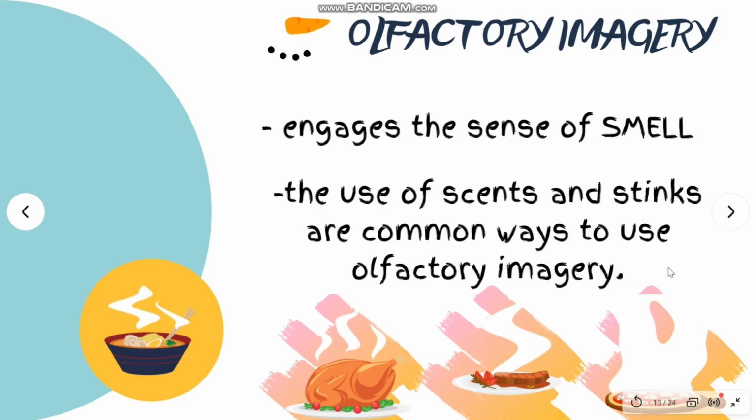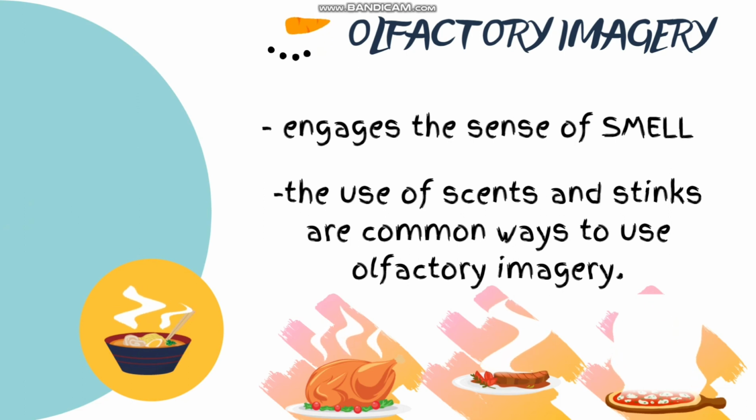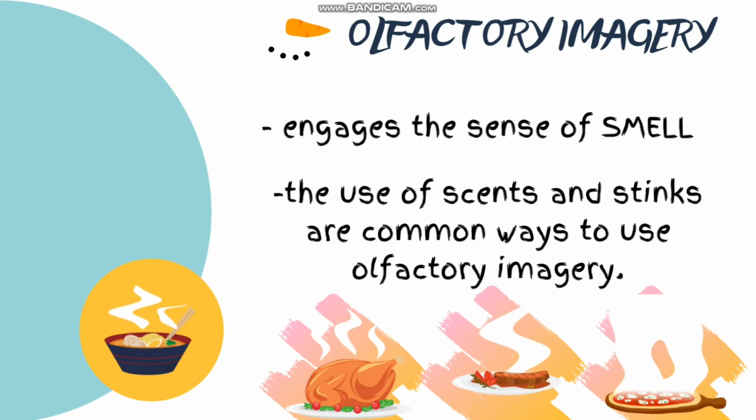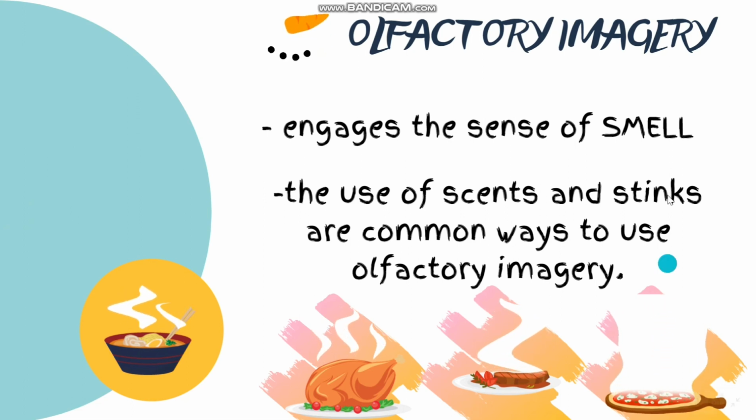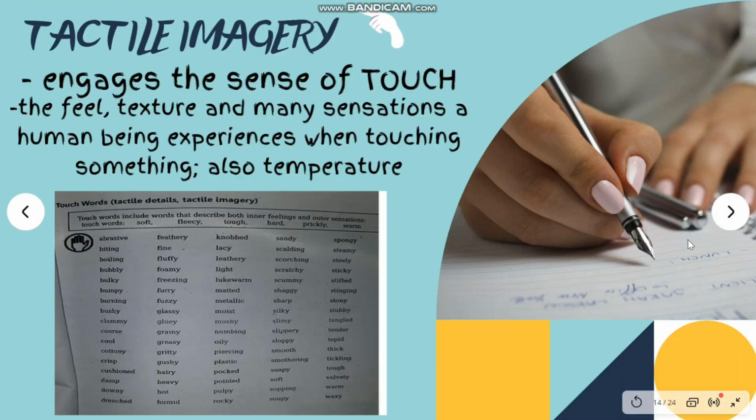Next, we have olfactory imagery, engages the sense of smell. The use of scents and stinks are common ways to use olfactory imagery. Next, we have tactile imagery, engages the sense of touch. The feel, texture, and many sensations a human being experiences when touching something. Also, it includes temperature, and these are the words which are example of tactile imagery.